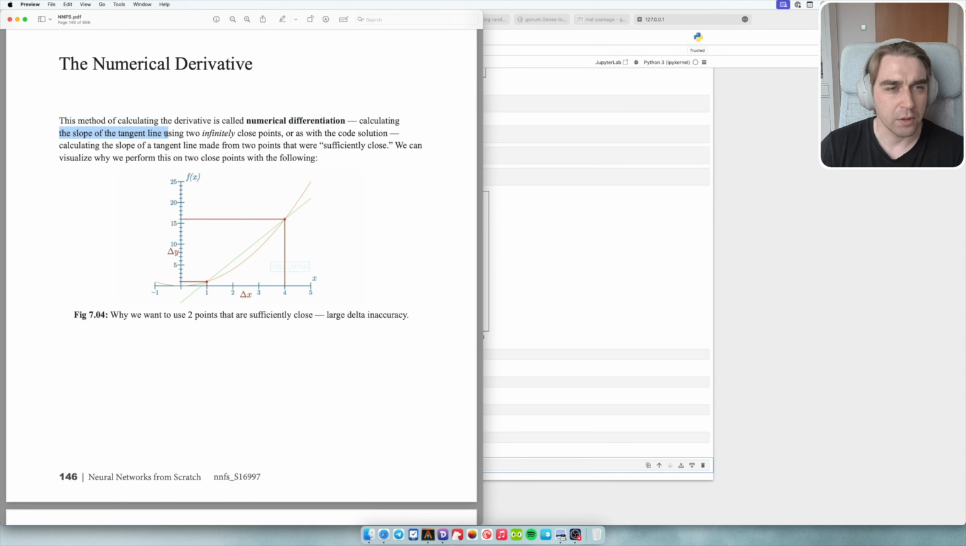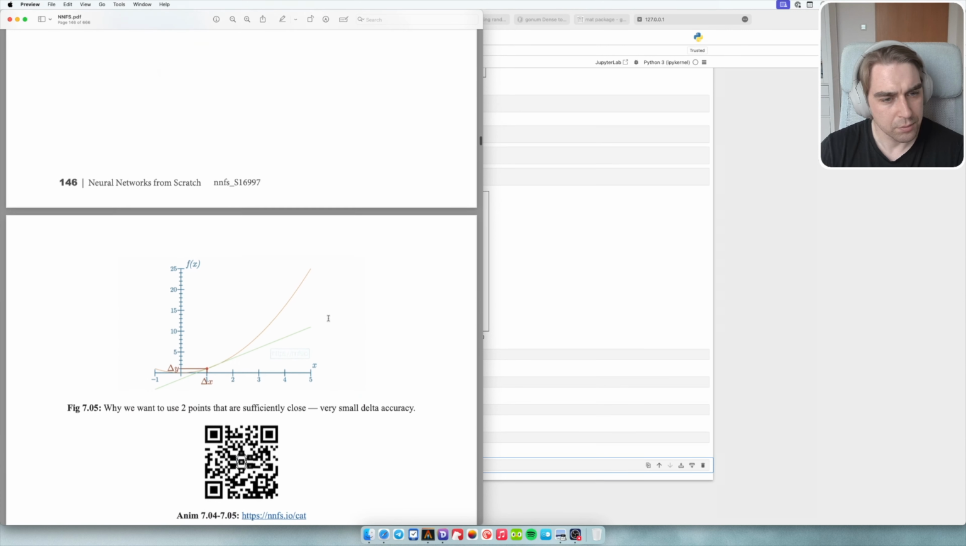Calculating the slope of a tangent line uses two infinitely close points. As with the code solution, we calculated the slope of a tangent line made from 2 points that were sufficiently close. You can visualize why we perform this on 2 close points with the following. Why do we want to use 2 points that are sufficiently close? Large data inaccuracy.